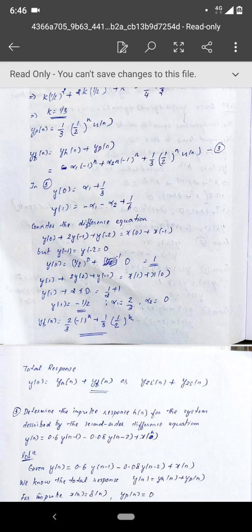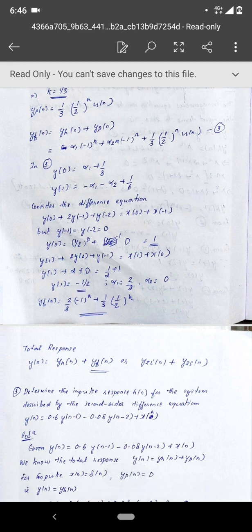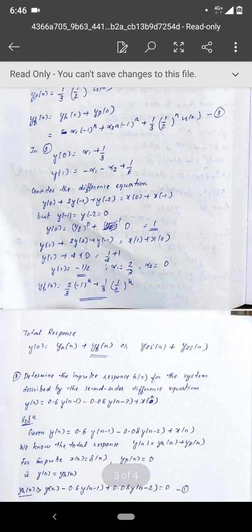Then x of minus 1: as the input starts from n is equal to 0 and extends to plus infinity, there is no value for n less than 0. So x of minus 1 is 0. So y of 0 is equal to 1.